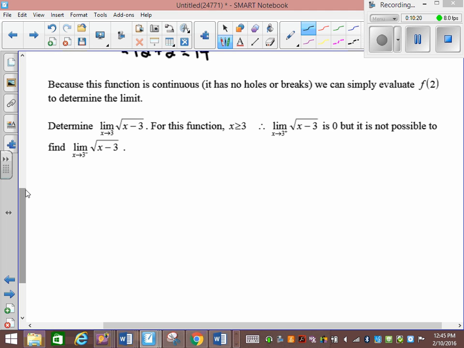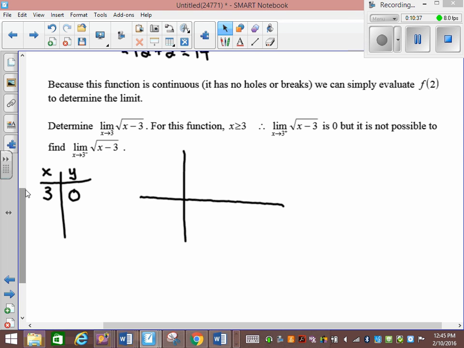There's no graph. This graph is a radical graph. Let's do a table of values first. Let's put in 3, because I said it has to be greater than or equal to 3, right? If I put in 3, the square root of 3 minus 3 is 0. So I have a point at 3 and 0.